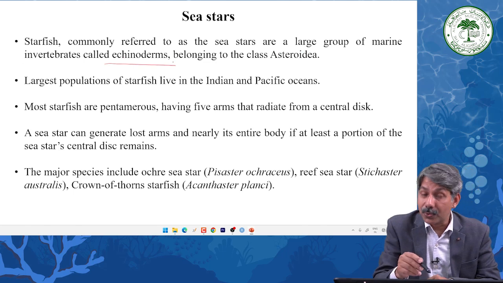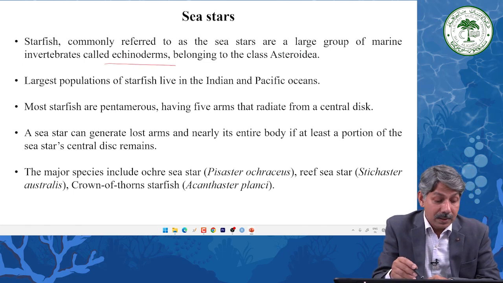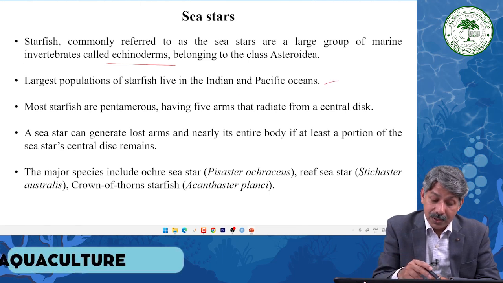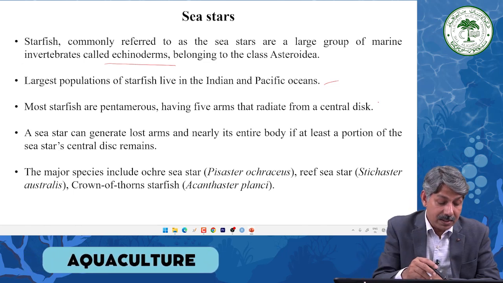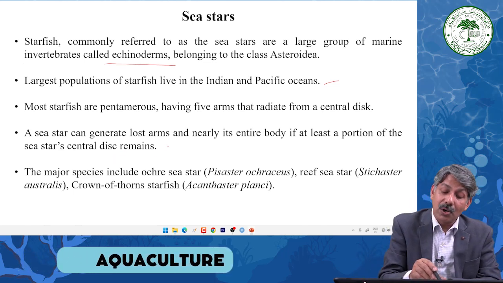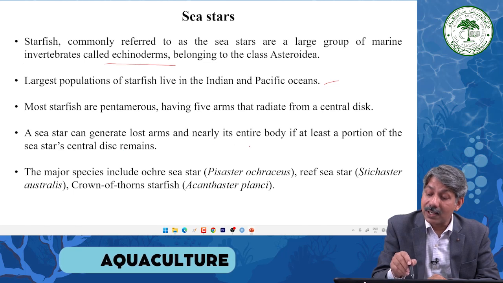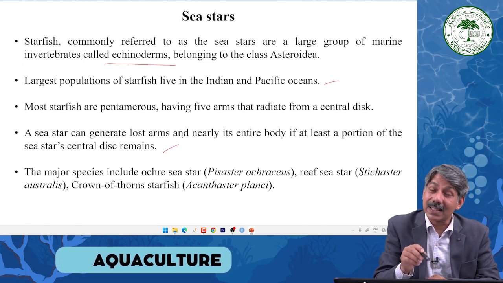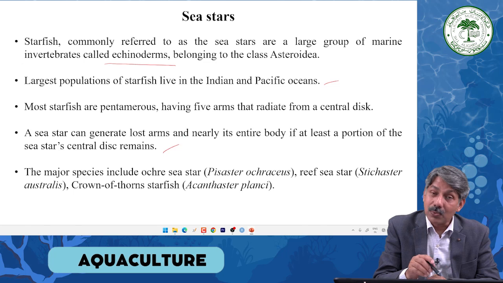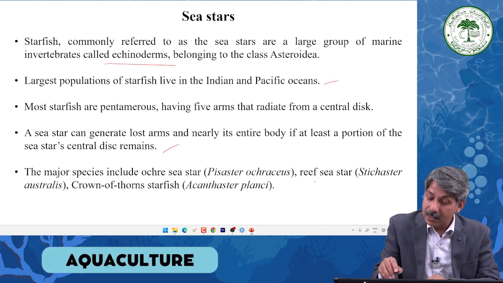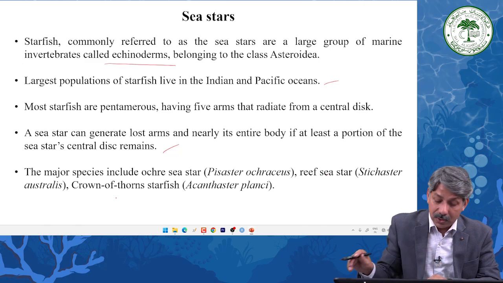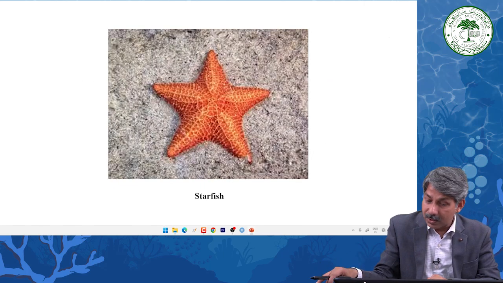We know they belong to echinoderms, and the largest population of starfish live in the Indian and Pacific Oceans. Most starfish are pentamerous, having 5 arms that radiate from a central disc. A sea star can regenerate lost arms and nearly its entire body if at least a portion of the sea star's central disc remains. That is one of the very peculiar characteristics. The major species include ochre sea star, reef sea star, crown of thorns starfish. This is how it looks like.